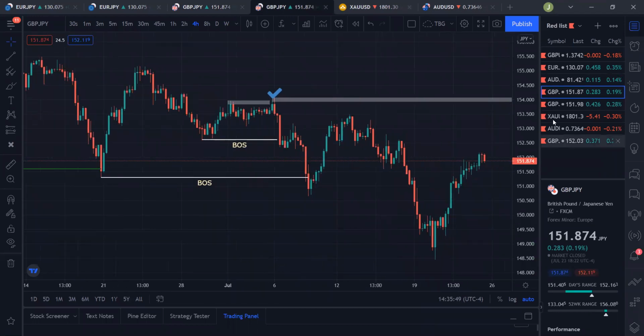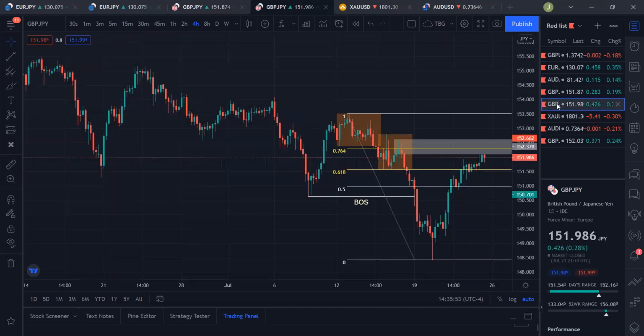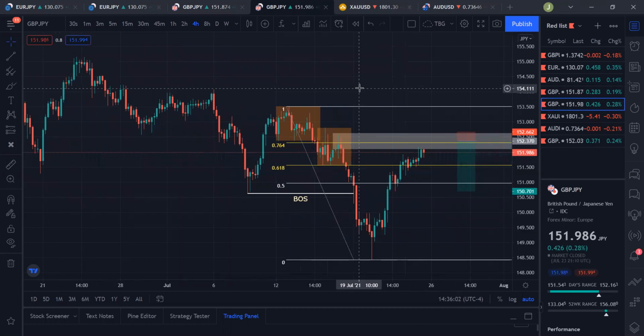Is this what I'm looking for? I don't think so, no. Yeah, this is what I'm looking for. So moving on to Great British Pound, Japanese yen at the present point in time. As you can see, price is actually in this structural order block right here. Hold on, let me put on the drawing tool. Price is actually within that order block right here.